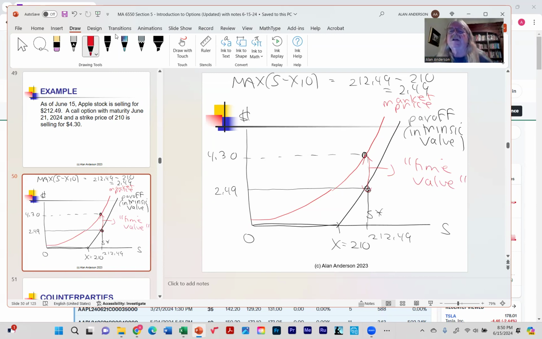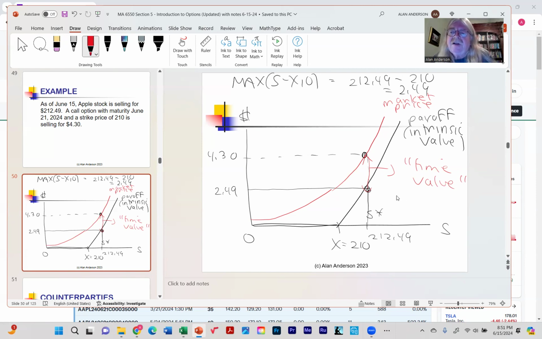What it essentially refers to is the idea that between now and June 21st, Apple stock could continue to rise and increase your payoffs. So what you're paying for here is the possibility that the price will continue to rise and your payoff will go up as well. So the first 249 is the intrinsic value. That's the minimum it can sell for. That is what it's actually worth if exercised. It can't sell for less than that. Otherwise, it would be an arbitrage.